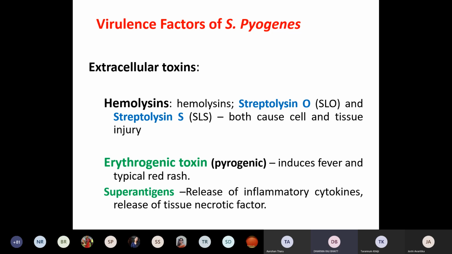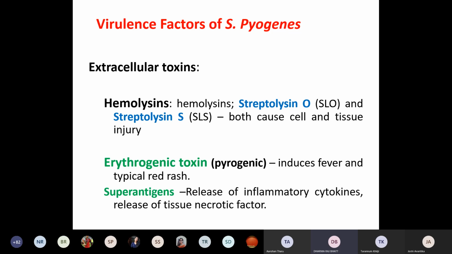These are some of the extracellular toxins produced by group A streptococci or Streptococcus pyogenes, which include hemolysins. These are a group of toxins produced not only by streptococci but various other bacteria also, including staphylococci. These hemolysins are of two types. One is called hemolysin O or streptolysin O. Hemolysin is the common term given to the toxins which cause lysis of red blood cells.